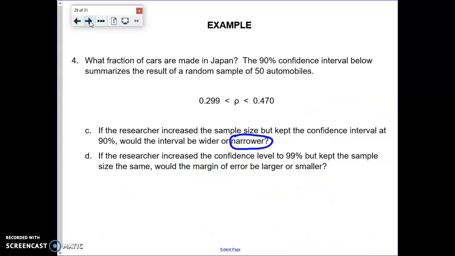So if the researcher increased the confidence level to 99% but kept the sample size the same, would the margin of error be larger or smaller? In other words, would your interval be larger or smaller? Well, remember, when you increase the level of confidence, you're actually increasing the value of your critical value. That is going up. Okay? If that gets bigger, then that makes your interval wider or larger. So if your interval gets larger, your margin of error is also going to get larger. So the correct answer is, if you increase the level of confidence, you're going to make your interval and thus your margin of error larger.